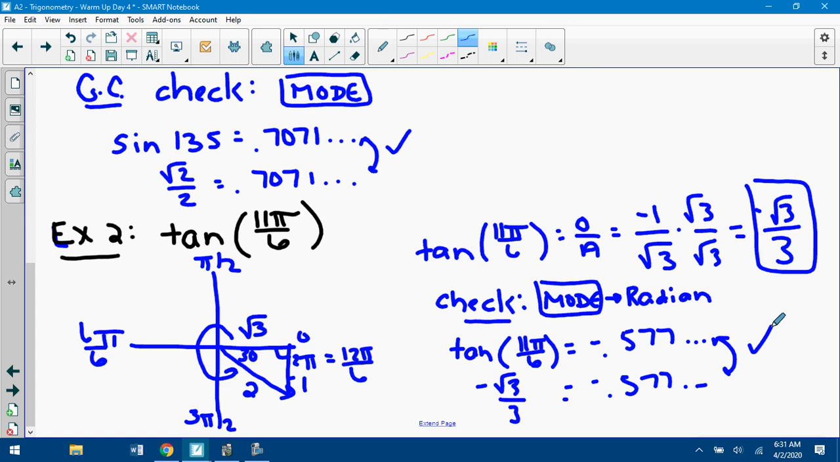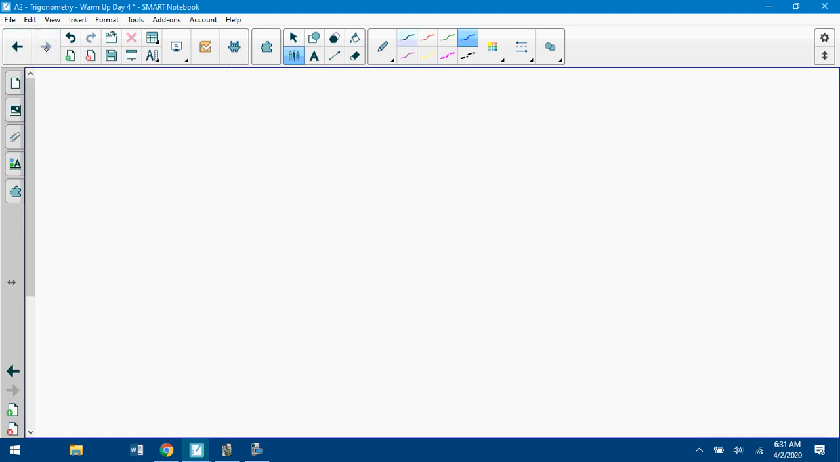Okay, I'm going to flip my page. Hopefully you're getting the hang of it. Hopefully you see why it's pretty much like yesterday. Next up, we're going to do cosine of negative 120. So our first step is to draw it out.